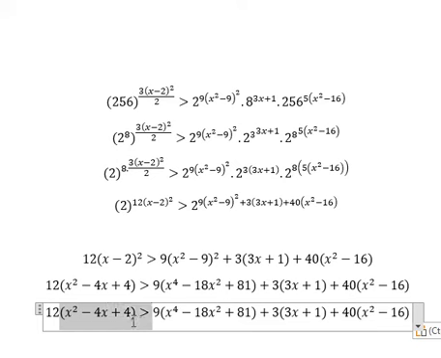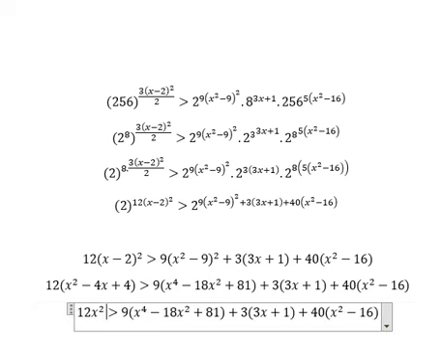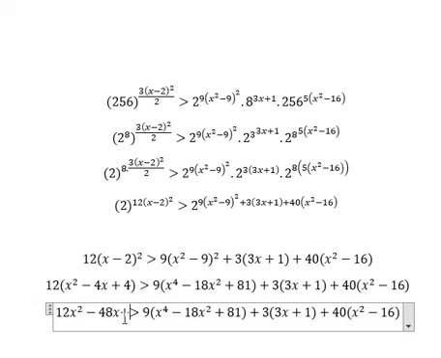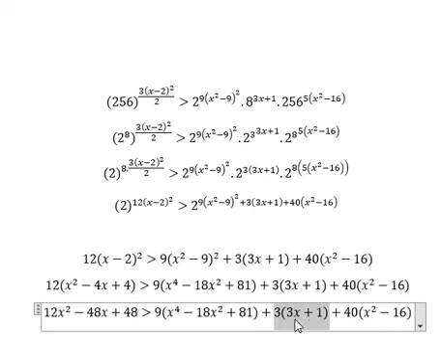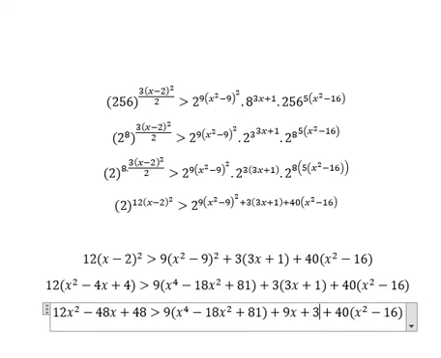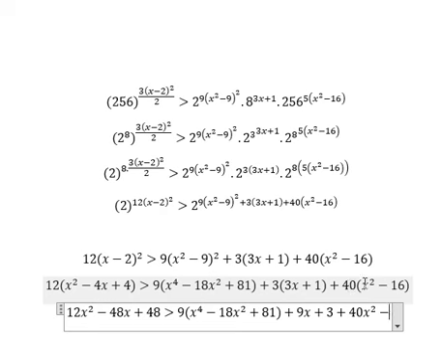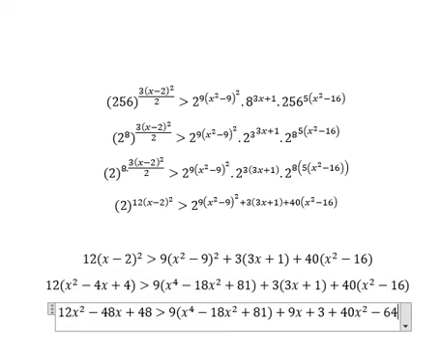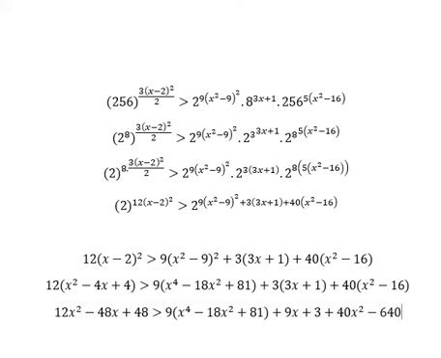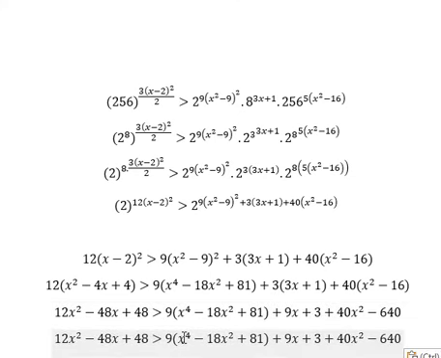So we need to put number 12 multiplied by x squared, negative 4x and number 4. Number 3 multiplied by 3x plus 1. This one we have 40 multiplied by x squared and negative 16. Number 9 multiplied by x to the power of 4, x squared and 81.